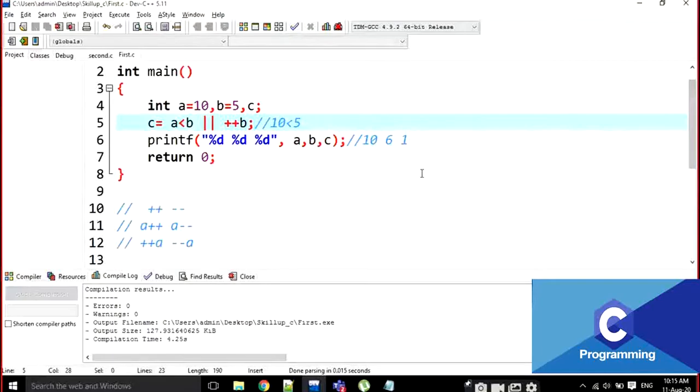A value is not changed here. That's why A is 10. Then plus plus B means B is incremented. That's why B is 6. And what is the C value?